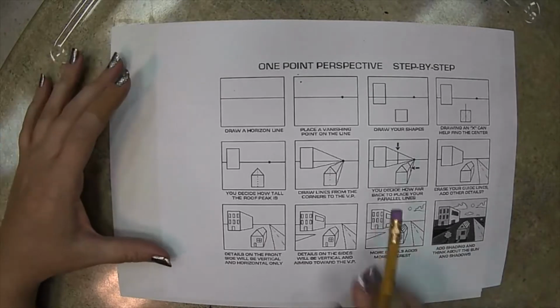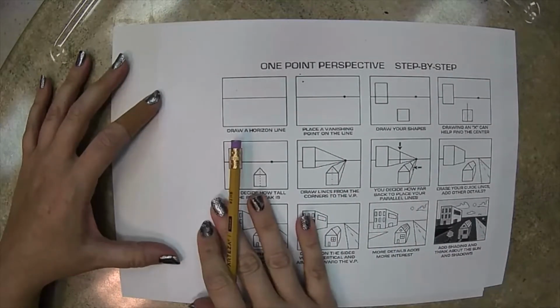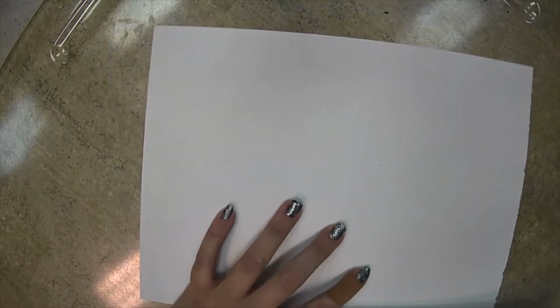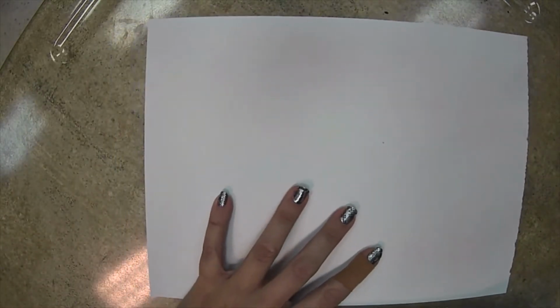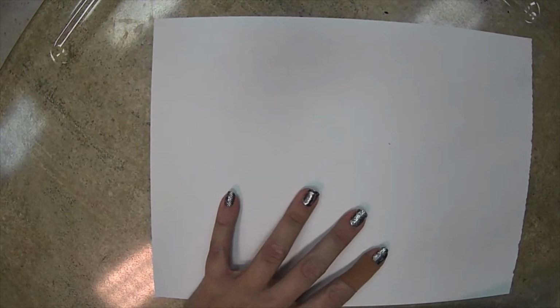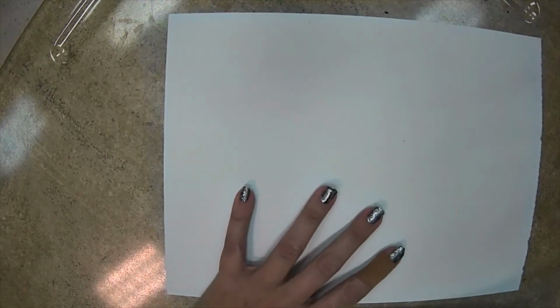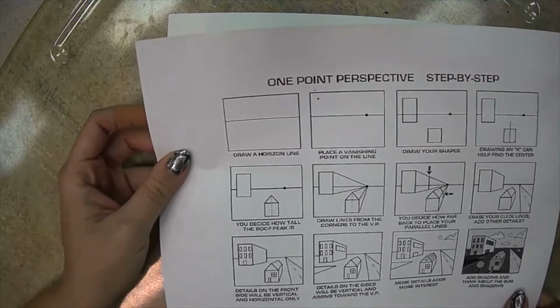So this little worksheet works through it step by step, but I'm going to be doing it on this piece of paper too, so you can kind of follow along. This is just a practice, and this is going to show you how to do it so that you can then do it yourself for your actual project. So the first step, it says, is to draw a horizon line.